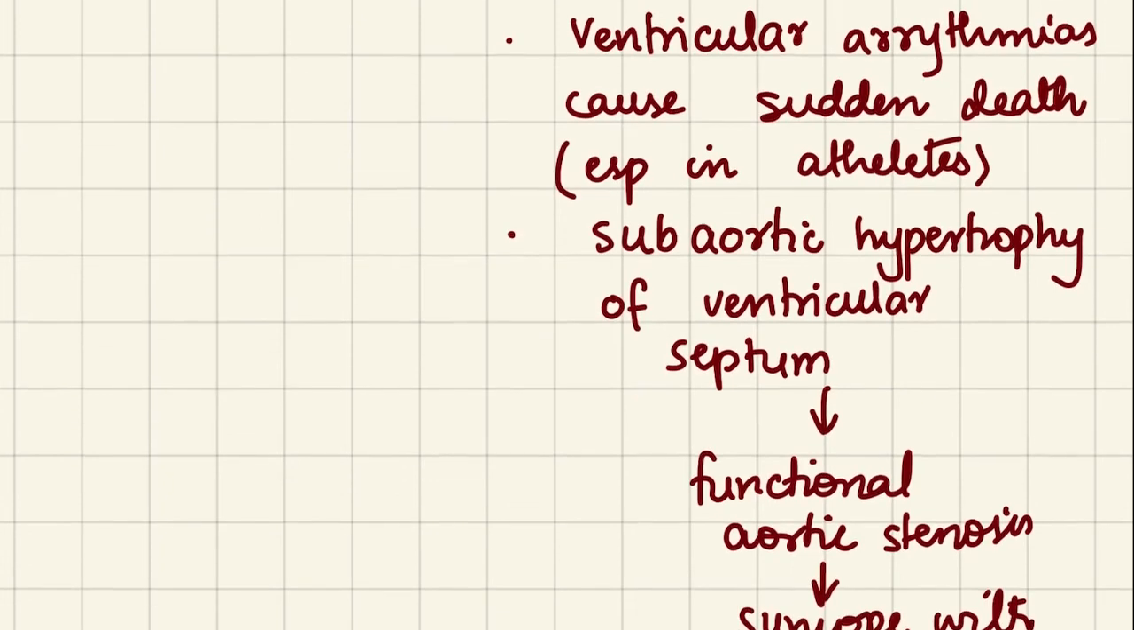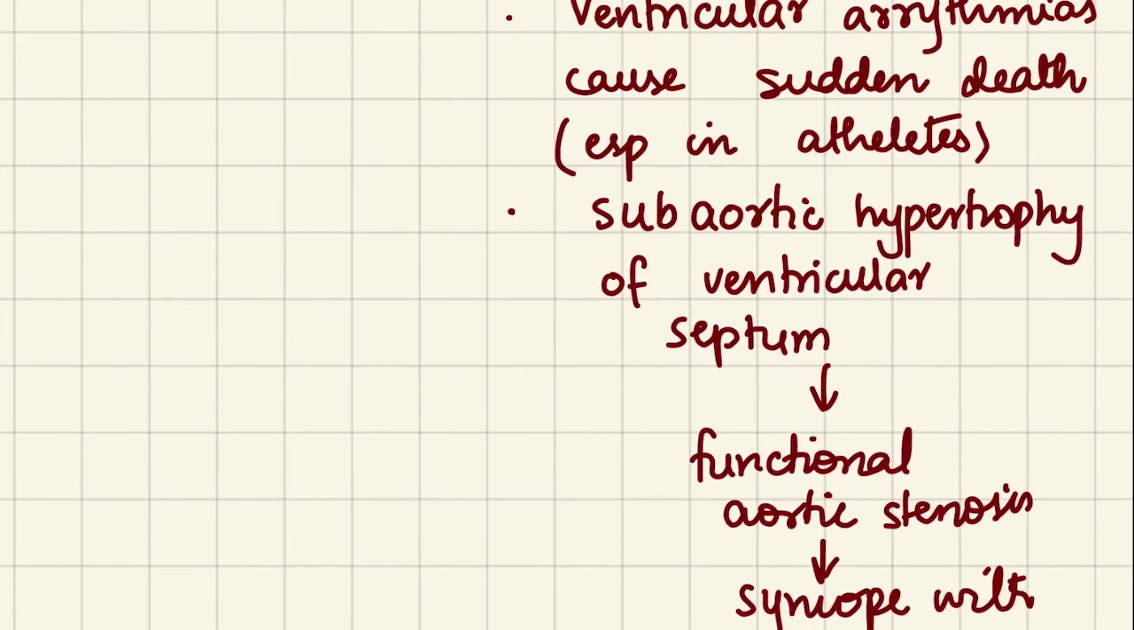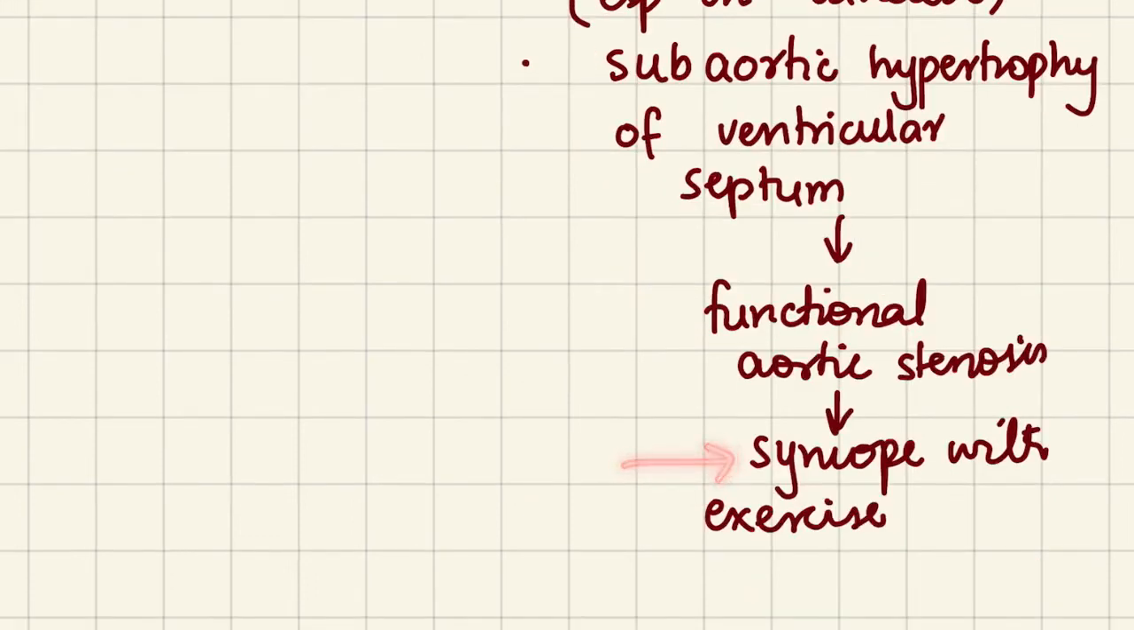We can also have subaortic hypertrophy of the ventricular septum, that is just below the aortic valve. The septum is going to be hypertrophied, and it is going to cause functional aortic stenosis. That is, the valve will be okay, but because just below the valve we have hypertrophy, it will be more difficult for the blood to go through this valve, and this problem will present as syncope with exercise when the heart has to work more.